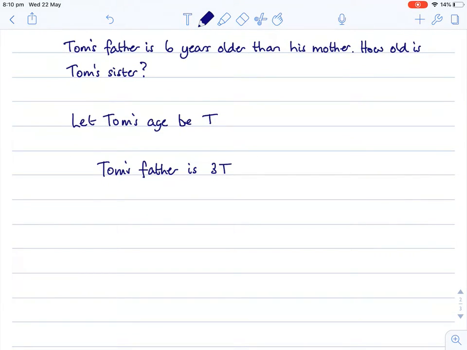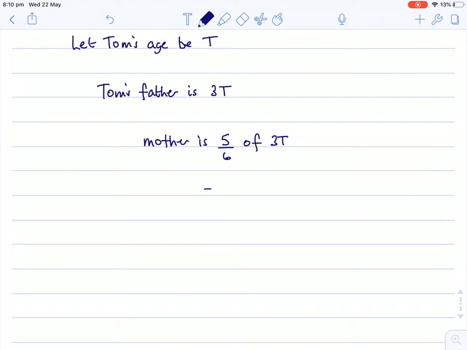Now, the mother, well, she is 5/6 of the father's age. So let's have a look at the mother. So the mother is 5/6 of the father's age, and the father's age is 3T. Now in maths, the word "of" means multiplication. So what we've got is 5/6 of 3T. Now what I can do here, I can actually cancel. I can cancel the 3 because 3 goes into 3 once and 3 goes into 6 twice. And if I simplify that a little bit, what we've got is 5 times the 1T, so 5T over 2.